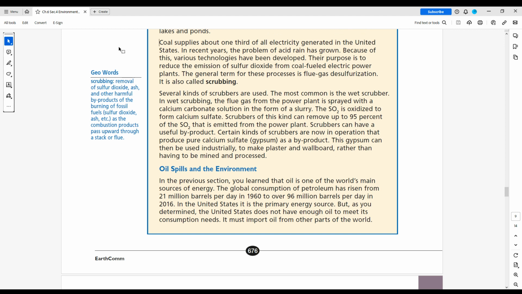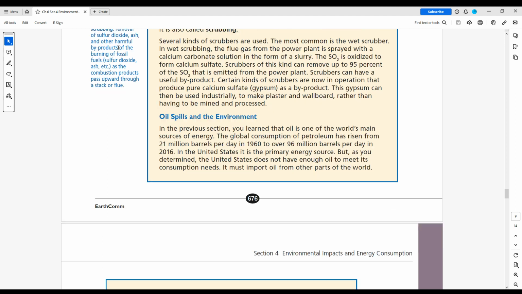Coal supplies about one-third of all electricity generated in the United States. In recent years, the problem of acid rain has grown. Because of this, various technologies have been developed. Their purpose is to reduce the emission of sulfur dioxide from coal-fueled electric power plants. The general term for these processes is flue gas desulfurization. It is also called scrubbing.